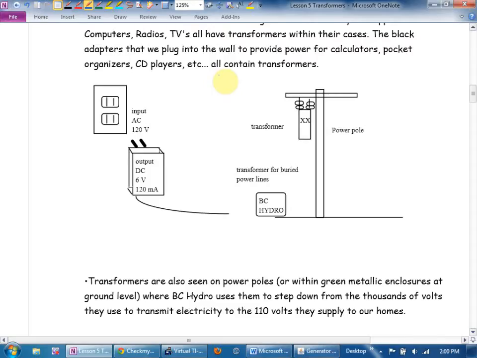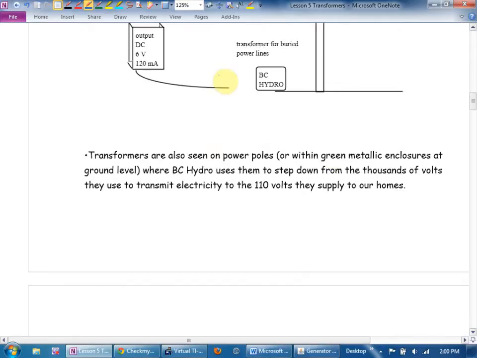Also seen on power poles or within the green metallic enclosures at ground level. BC Hydro uses them to step down from the thousands of volts in the main wires, which is why, by the way, you do not mess around with those power lines. You don't try and climb a telephone pole or a power pole, even though I showed you the video of the elderly gentleman working in his Faraday cage suit on the power pole. And it steps it down to the 110 volts we supply in our homes.